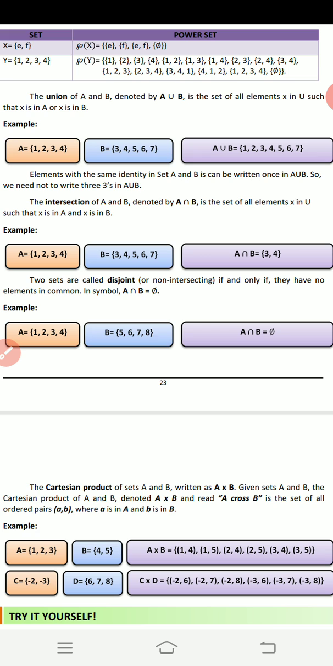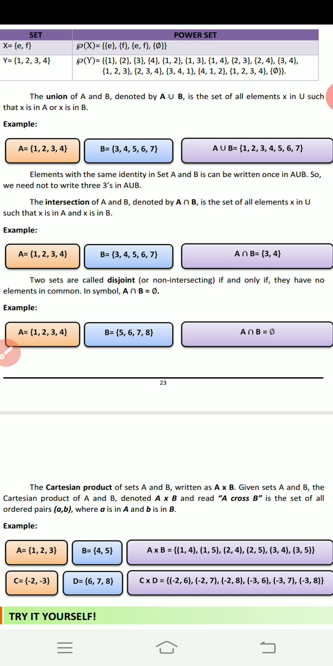Okay, we have here the Cartesian product of sets A and B written as A times B. Given sets A and B, the Cartesian product of A and B, denoted by A times B and read as A cross B, is the set of all ordered pairs (a, b) where a is in A and b is in B.